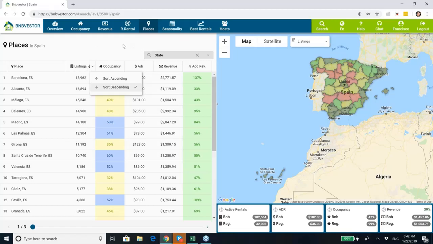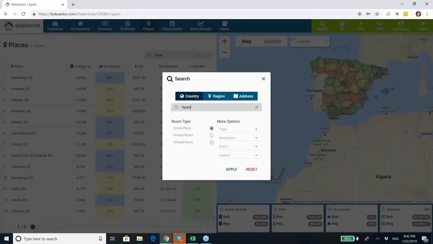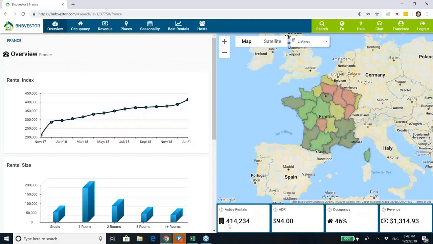And there are other countries that have a lot. As a matter of fact, the second country that has the most Airbnbs is France. As you can see here, there are 414,000 Airbnbs in France. And see the increase between December and January. You have a peak between 386 and 414,000. So it's huge, the amount of Airbnbs that are rising in that country.